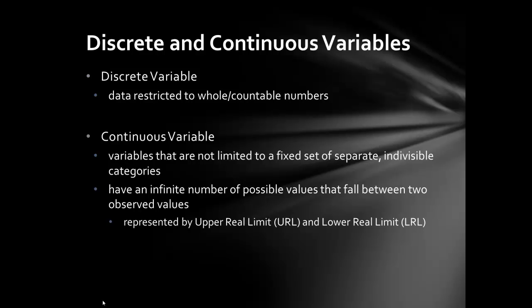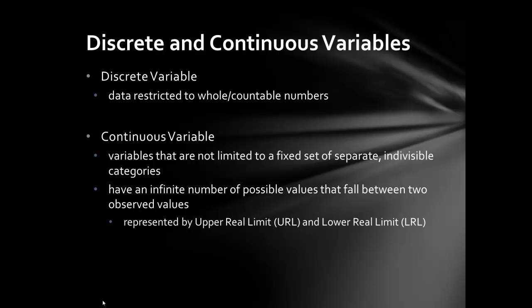Now, continuous variables are not limited to a fixed set of separate indivisible categories, and they have an infinite number of possible values that fall in between two observed values. So, for example, height. So you could say, I'm 5'4", but you could be 5'4" and 2 centimeters, or anything in between 5'4" and 5'5". Most people don't break it down to that minute, number of inches or centimeters. Weight's another example. If you say you're 130 pounds, maybe you're 130 pounds and 2 ounces, or 131 pounds, or anywhere in between.